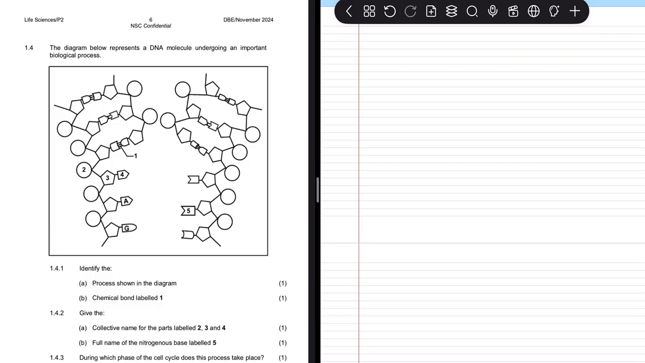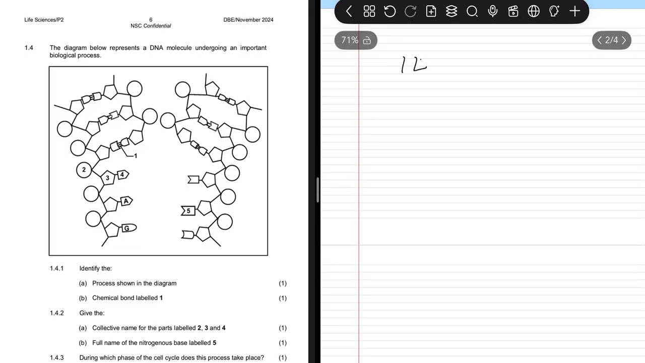As we can see, it looks like 2 DNA molecules. Obviously not complete, so it could have been opening up or something. Make sure you understand what's happening in the question. We also have some numbers and some letters labeled. Let's go. 1.4.1, a process shown in the diagram.